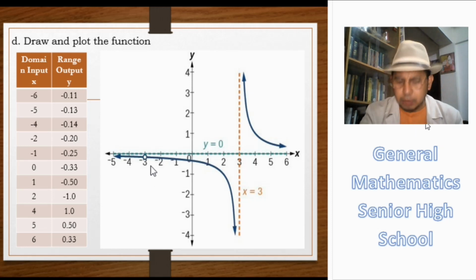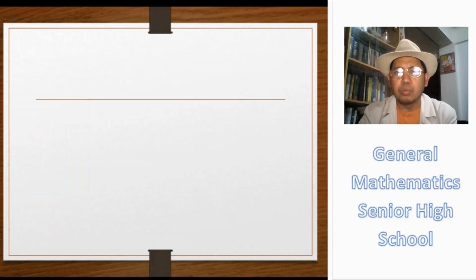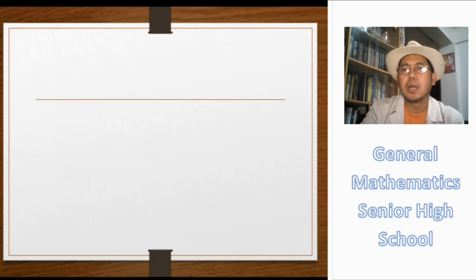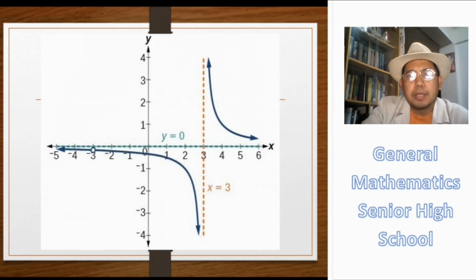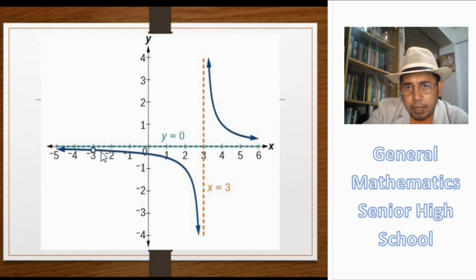Now after having the graph, that's the time we're going to label. After plotting the graph, now you will notice that I have broken line in here and in here. The horizontal blue broken line and the vertical red broken line. Now, you will also notice in here that I have a hole in here. Now, what are these?